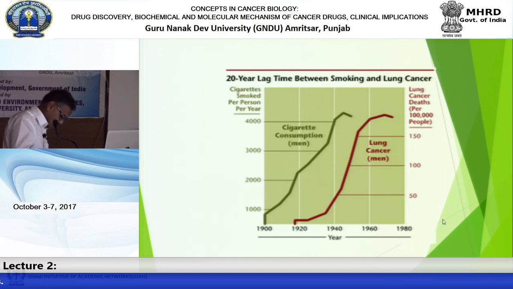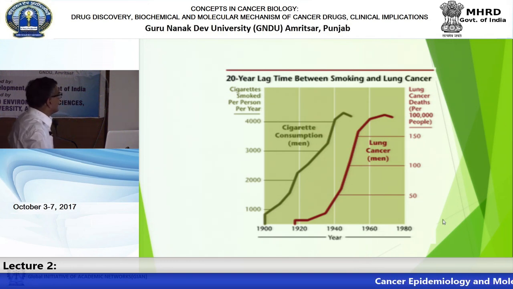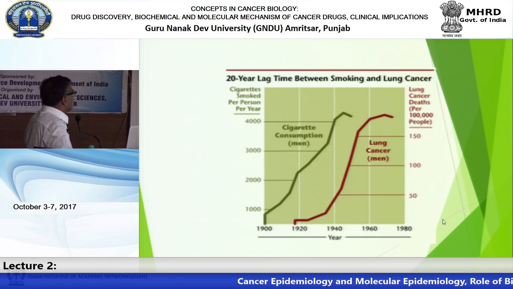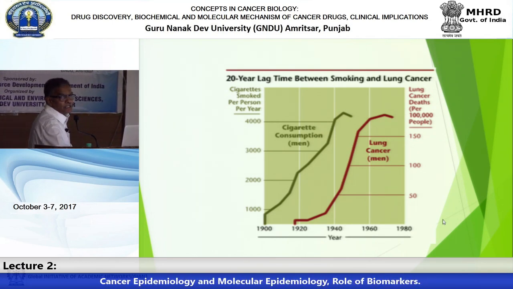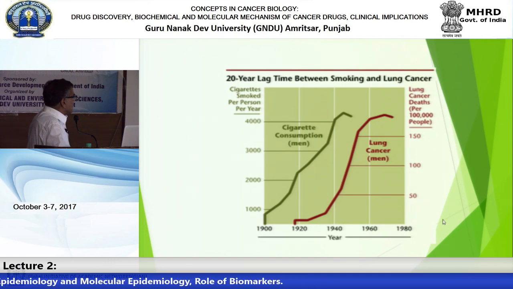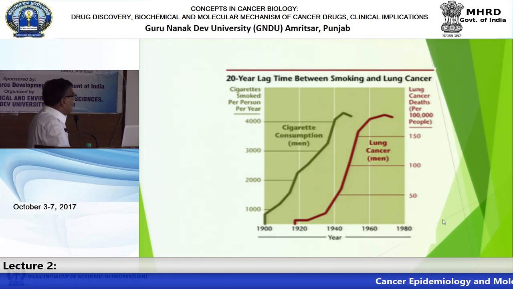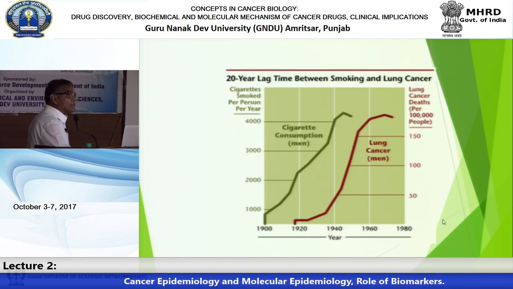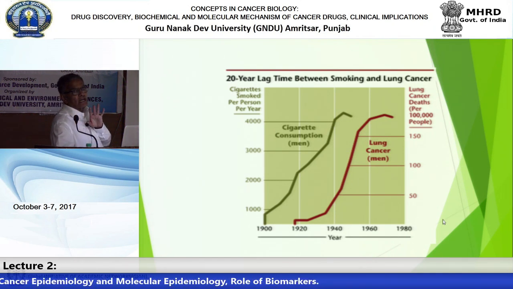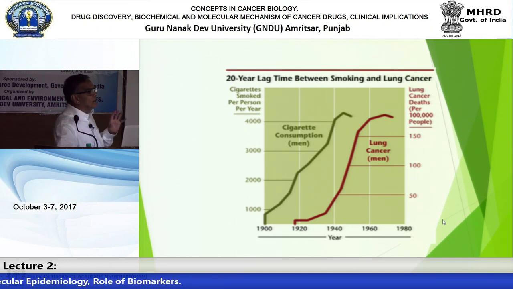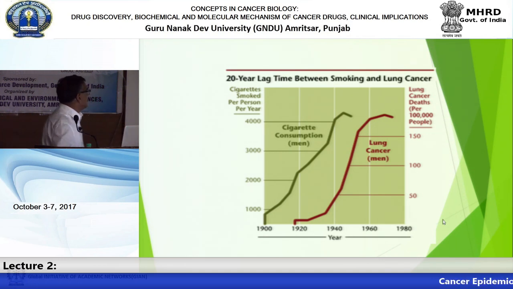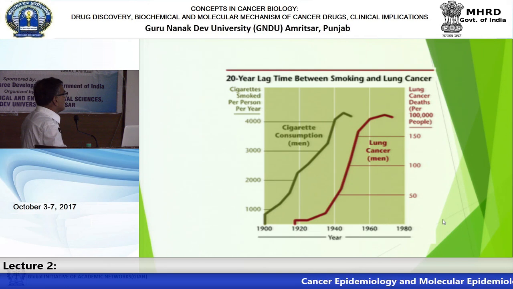This is one of the best slides that epidemiology has provided. I took it from some book. This is lung cancer, where epidemiology really works. They started collecting data at the time of the World War, when people started smoking a lot. Smoking had become really a big fashion, and everybody was smoking during the World War time.